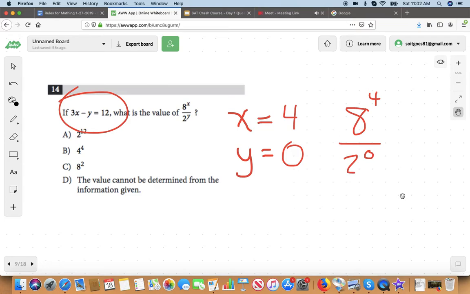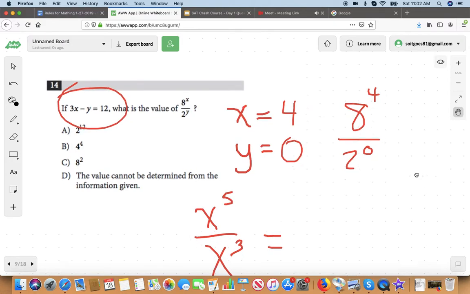Let me give you an expression. Like x to the power of 5 over x to the power of 3, okay? What does that equal?